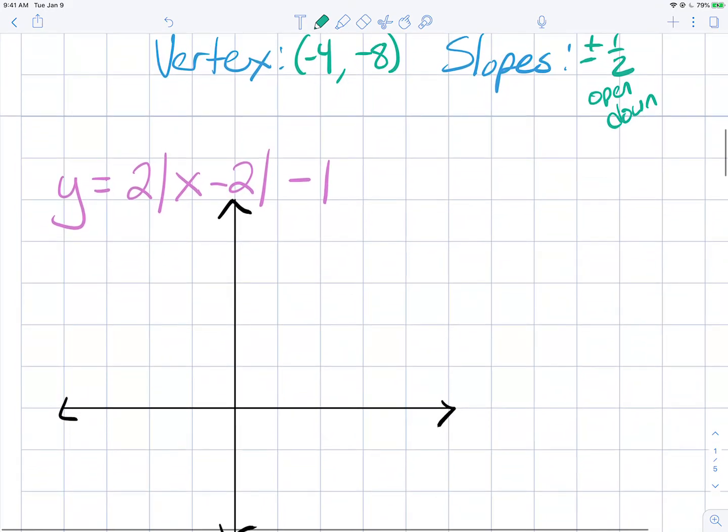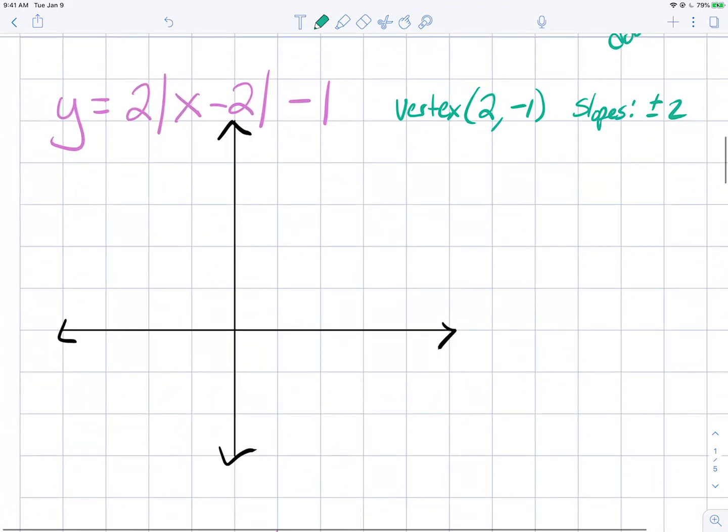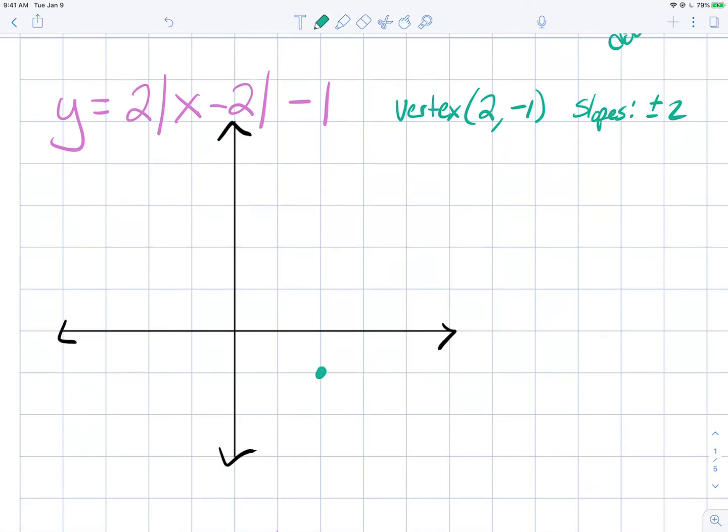So let's graph one. So if this was our equation, y equals 2 absolute value of x minus 2 minus 1, then I know that my vertex is going to be at positive 2 comma negative 1, and my slopes are going to be a positive and negative 2. So first I'm going to find my vertex. So I'm going to plot the point 2 comma negative 1, over 2, down 1.